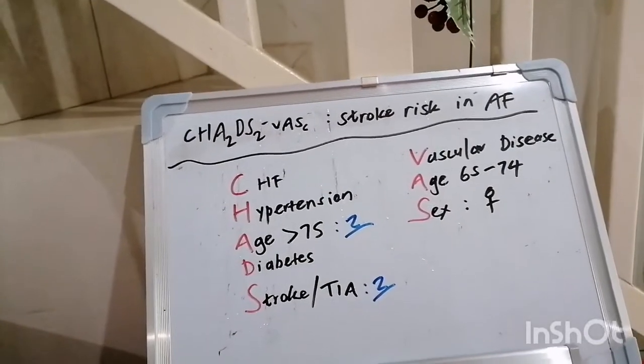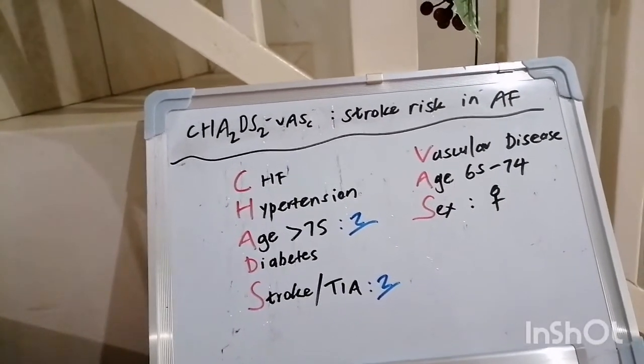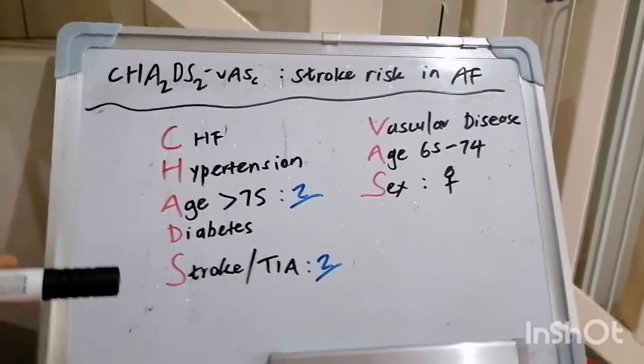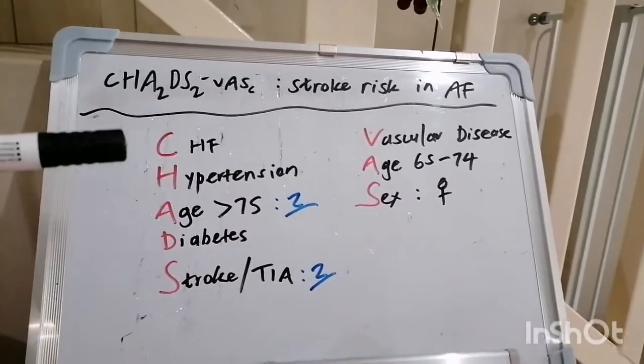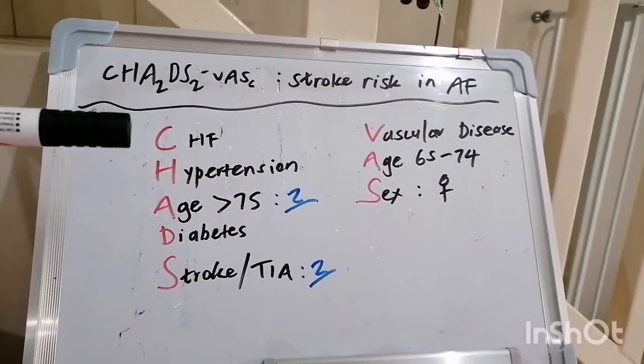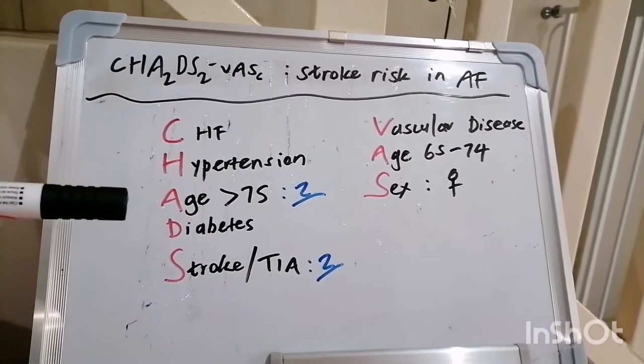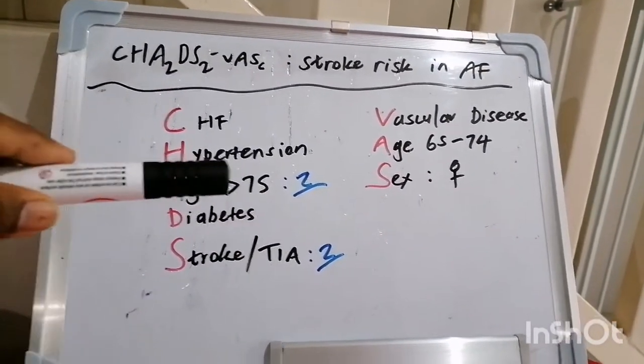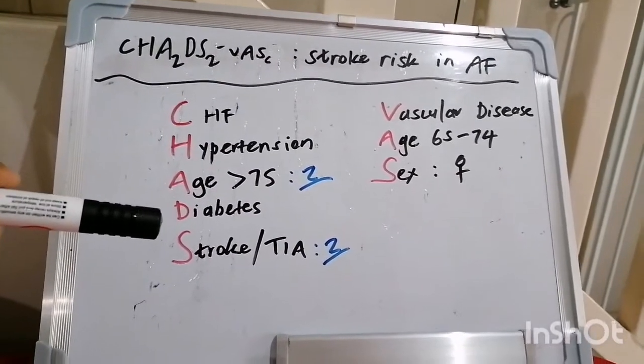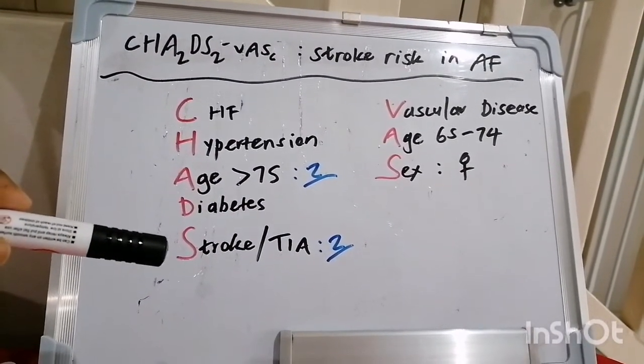You get 1 point for each of these entities with the exception of age above 75 and stroke, in which case you score 2 points. So if you've got congestive heart failure or a left ventricular ejection fraction of below 40%, you score 1. Hypertension, you score 1. Age above 75, you score a whopping 2. If you've got diabetes mellitus, you score 1. Stroke or transient ischemic attack, you score 2.